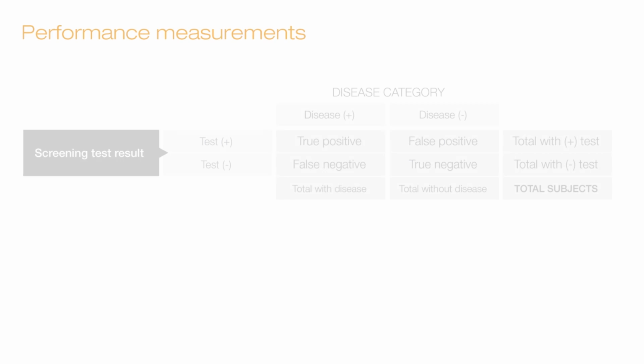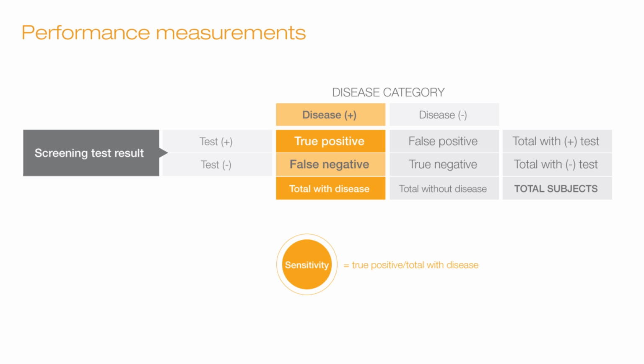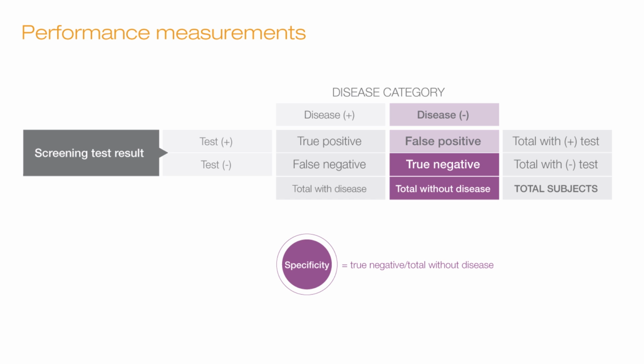Sensitivity and specificity are characteristics commonly used to describe a test. The sensitivity is the proportion of individuals who have the condition of interest or disease that have a positive test. This is the true positives over the total number of individuals with disease. The specificity is the proportion of individuals who do not have the disease who have a negative test, so the true negatives over the total who do not have the disease.